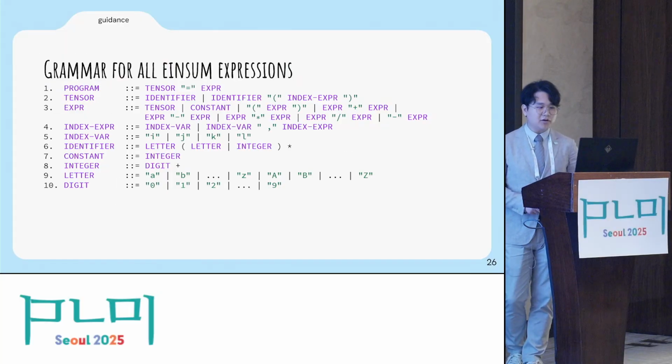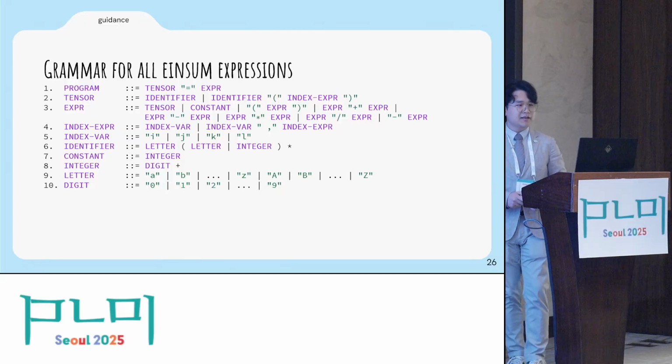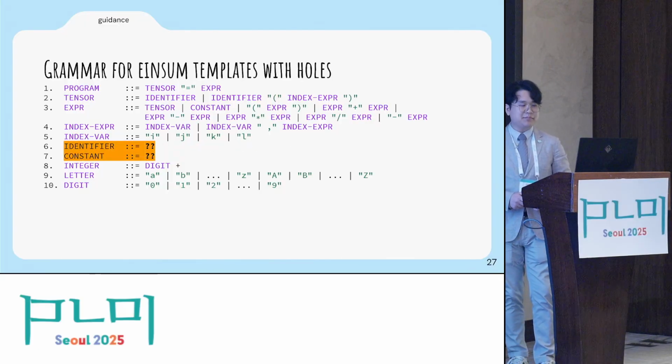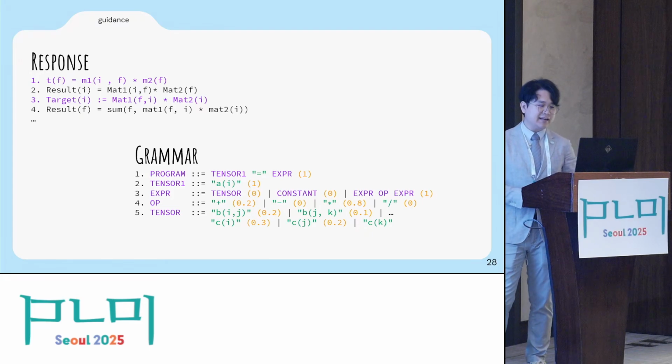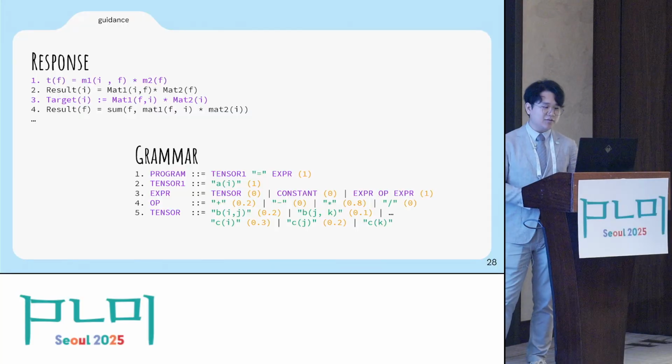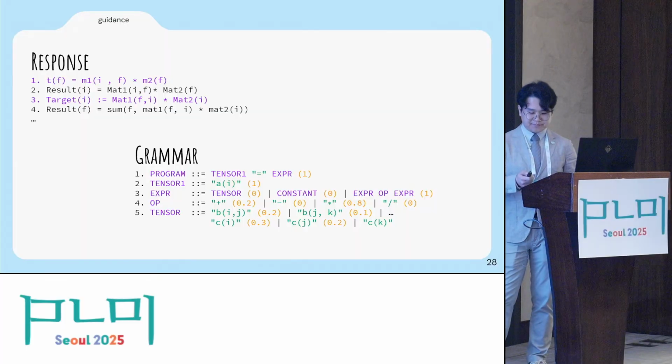This is the grammar for all ISM expressions. And this is the grammar for ISM templates with holes. What we need is to fill those holes with the probabilistic grammar. If our response is something like this, we can have a probabilistic grammar like this one. In line 2, tensor 1 is defined as AI, and the probability of 1 is from the left-hand side dimensional analysis. And the rest of them, line 3, line 4, and line 5, the right-hand side, come from LLM solutions.